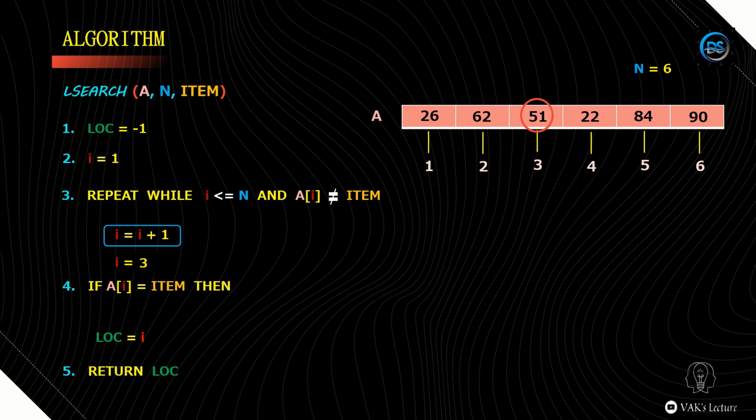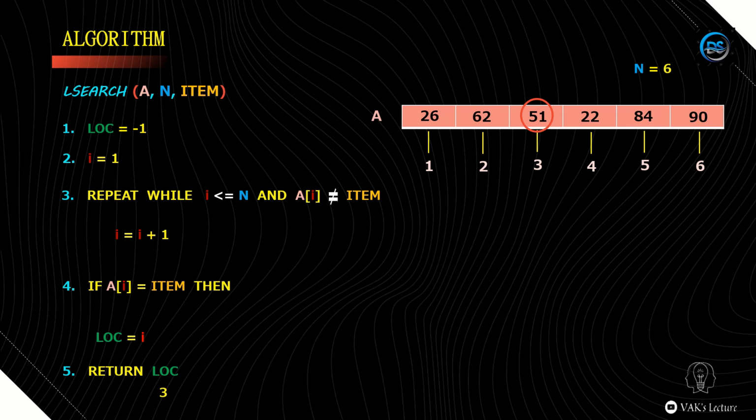So it will get out of the loop and jump to step 4. Does the value match with 51? Yes, it does. So the location will be I. The value of I is 3 at this moment. Since the search is successful, it will return 3 in step 5.